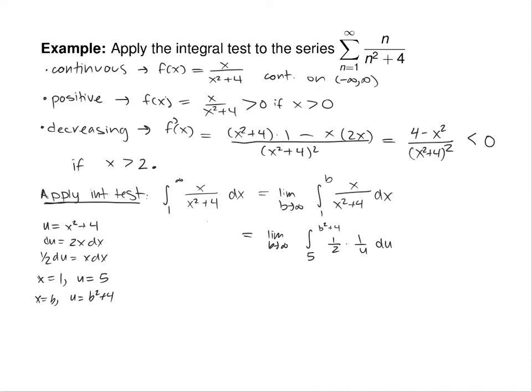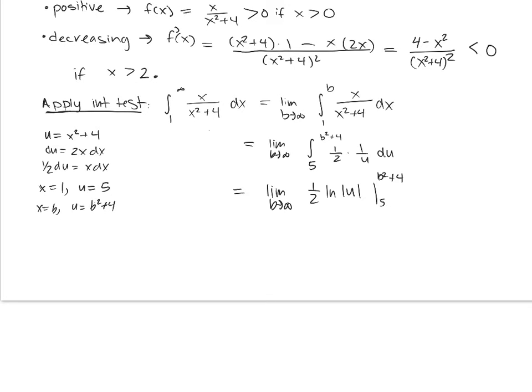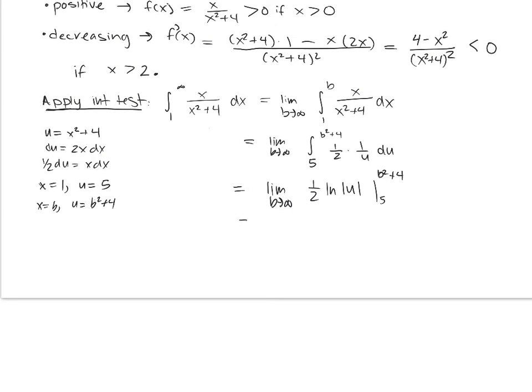Is that all right? Does anybody feel like it's a little bit weird to have an upper bound be like a function? That feels a little bit strange. No, it works. It feels strange to me, but it works. It's because infinity squared plus 4 is still infinity, right? Okay, so limit b goes to infinity. The antiderivative is 1/2 natural log absolute value of u. But those absolute value bars aren't super necessary here because you've got positive things. So that's equal to limit b goes to infinity, 1/2 ln of b squared plus 4 minus 1/2 ln of 5.